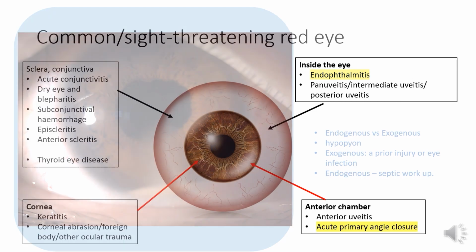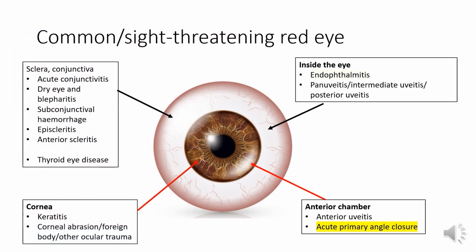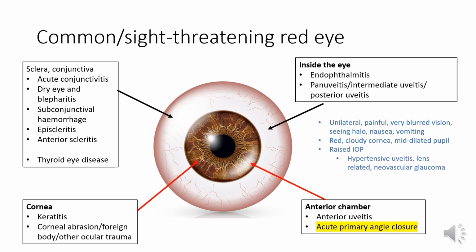For acute primary angle closure, the patient classically presents with a unilateral painful red eye with blurred vision and seeing halos. It's so painful that the patient may have nausea and vomiting. This group of symptoms implies an acute raised intraocular pressure, so that could happen with any cause of acute elevation of intraocular pressure, including uveitis, lens-related, or neovascular glaucoma.